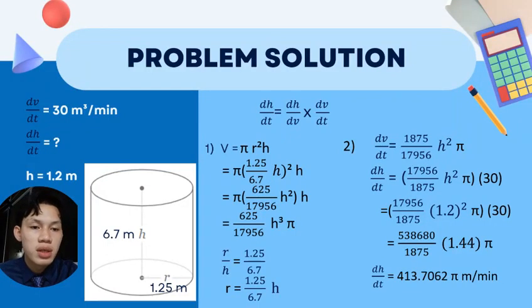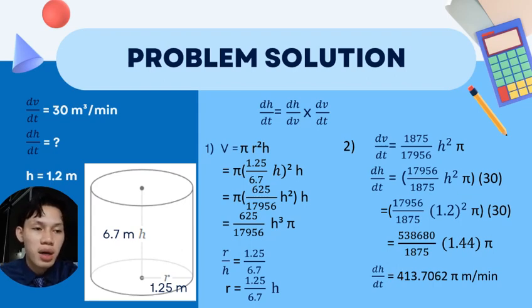So here I'm going to solve the problem. First of all, the question has given us the rate of oil flowing into the tank, which is 30 meters cubed per minute, and the question asks us to find the value of dH over dt. The question also gives us the height of the oil in the tank, which is 1.2 meters. Next, dH over dt equals dH over dV multiplied by dV over dt.